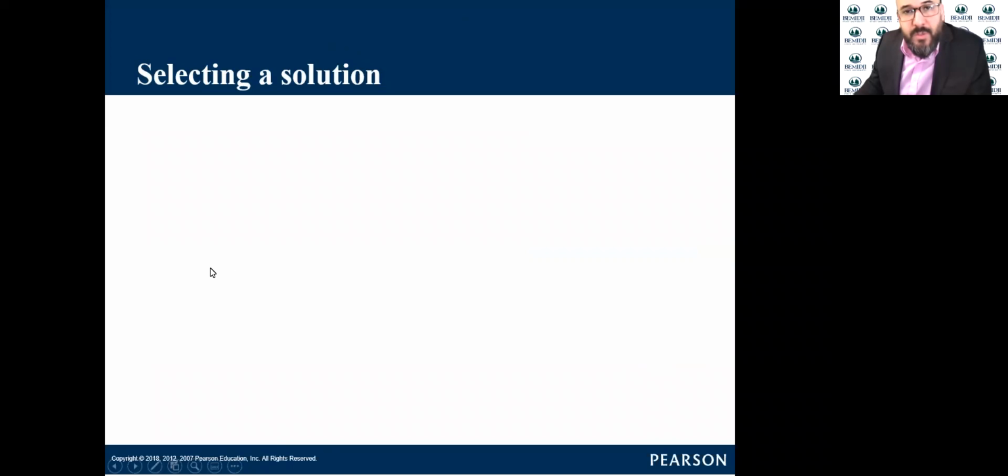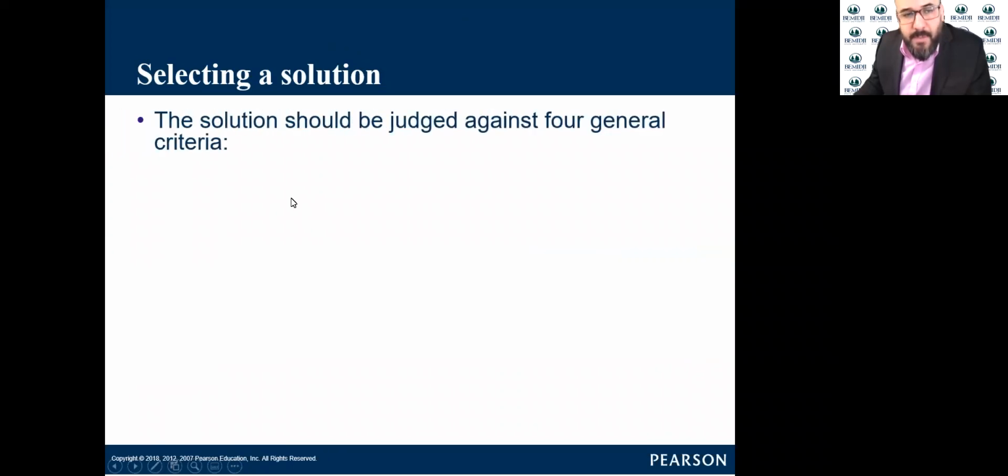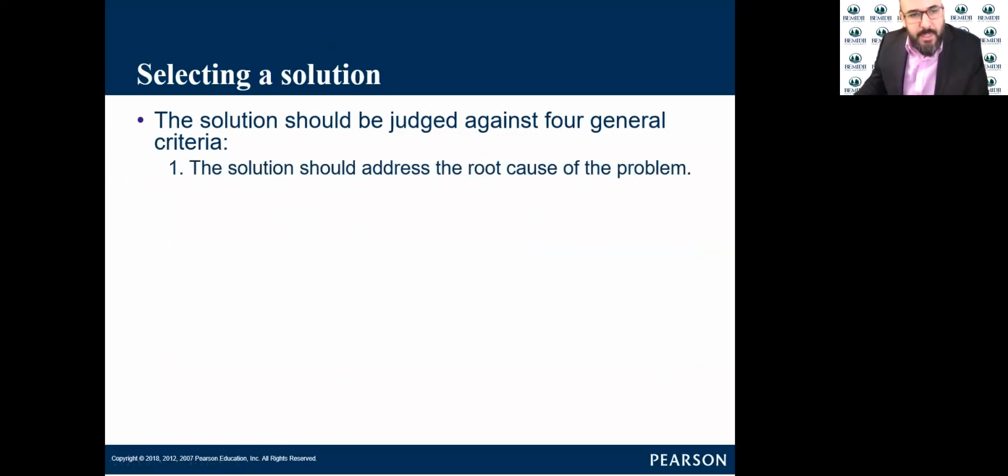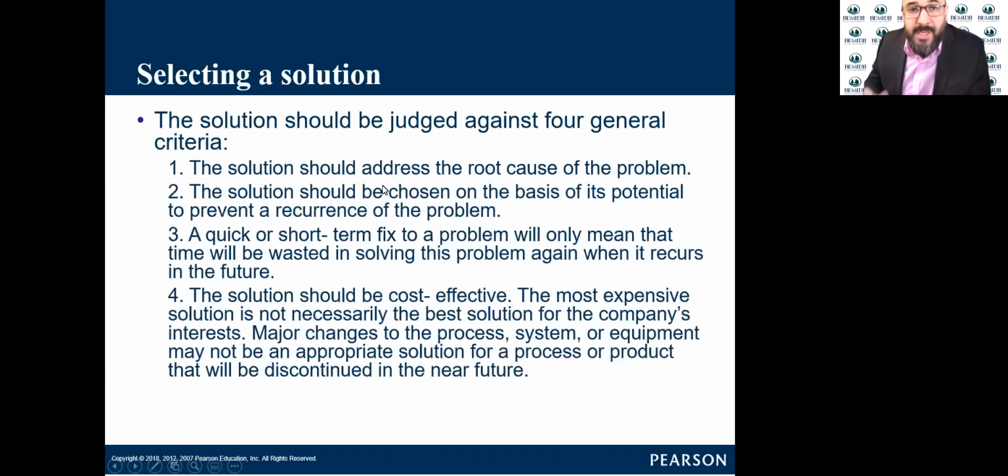Now, as I mentioned, when you propose solutions, you could have multiple options, but if you want to select a solution, here are some guidelines that will help you. The solution should be judged against 4 general criteria. One, the solution should address the root cause of the problem. Second, the solution should be chosen on the basis of its potential to prevent recurrence of the problem. So we don't want this problem to happen again. We need to select the solution that will prevent it from happening again.